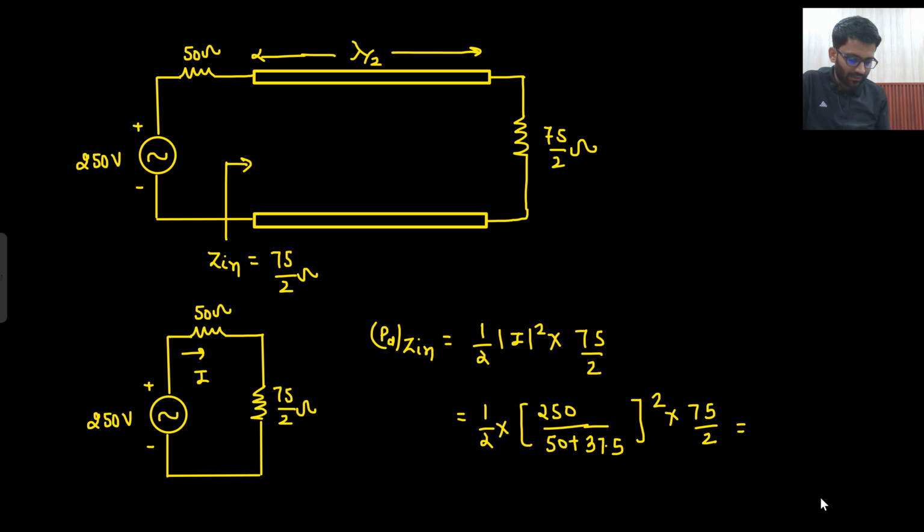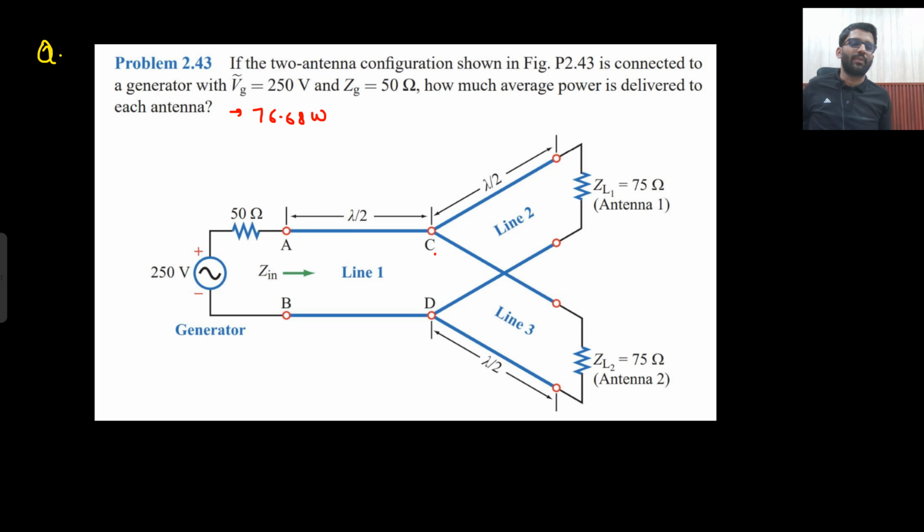50 plus 37.5 reciprocal into 250, whole square, into 75 by 4, that is 153.06. So that means 153.06 watt power has been delivered to this load.